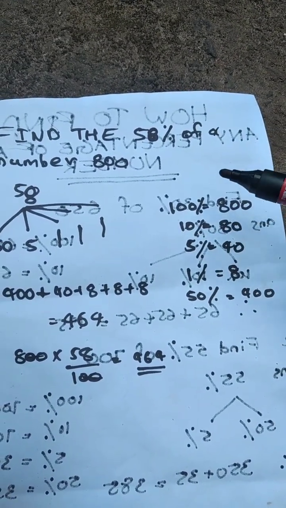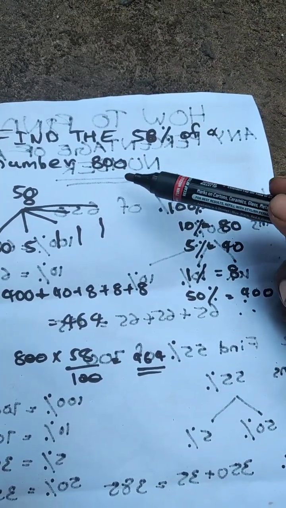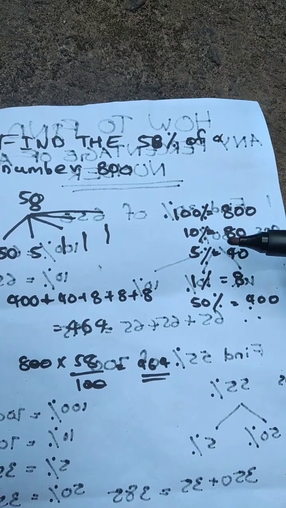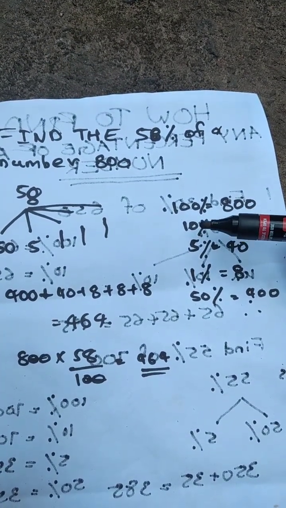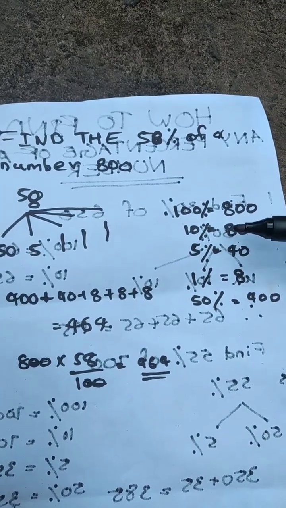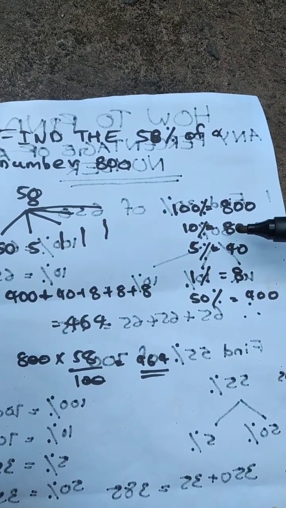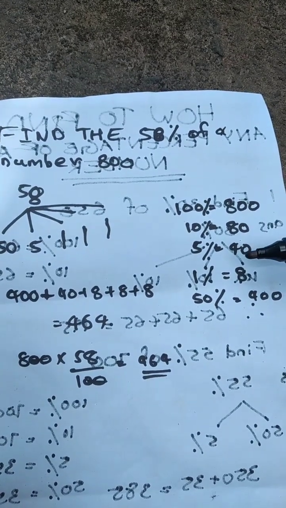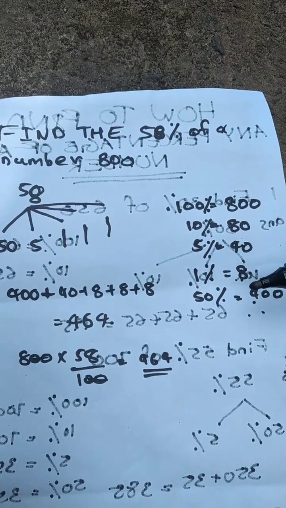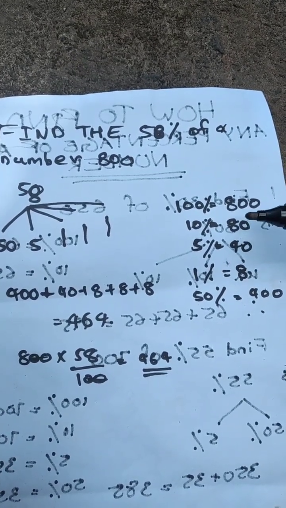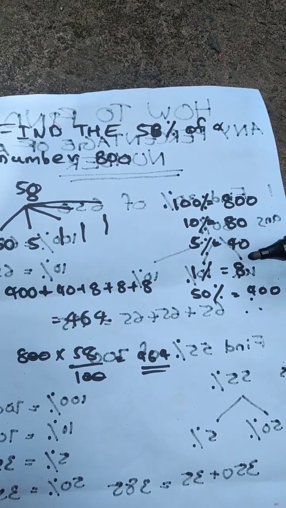100% would be that same number, 800. So 10 percentage would be putting a decimal to the left, 80, and 5 percentage would be half of 10%. So 10% would be 80, and half of 80 would be 40. Then if you want to find 1 percentage of a number, divide 10 percentage of the number by 10. So 80 divided by 10 would be 8.